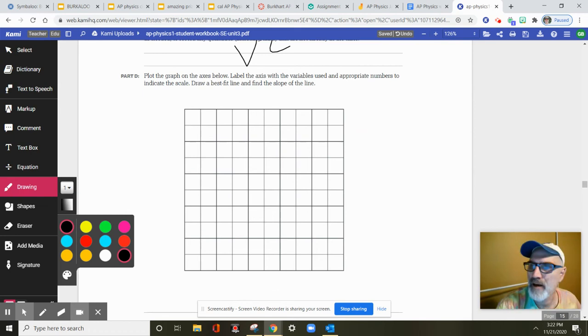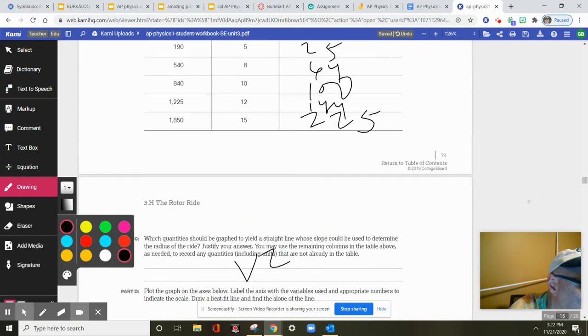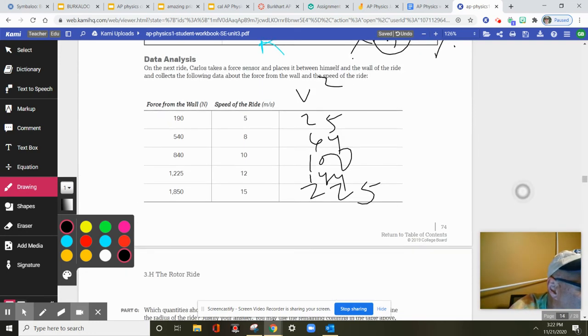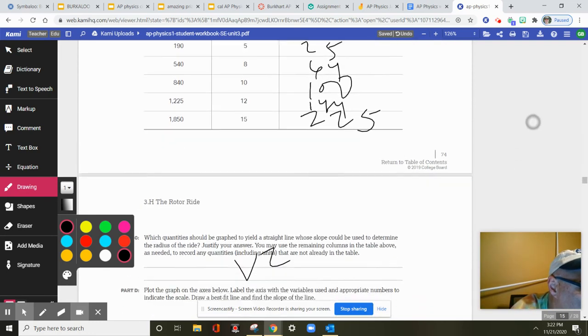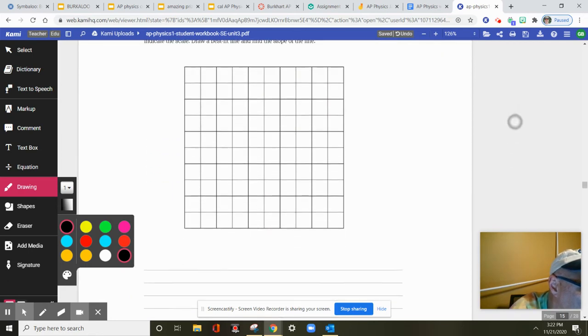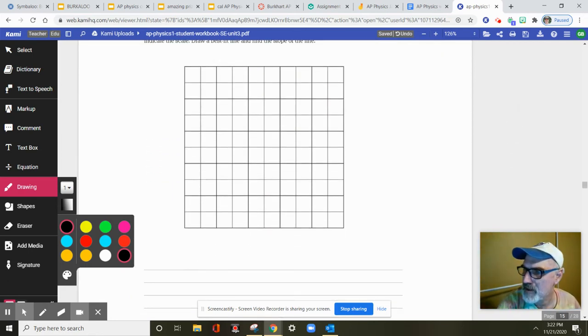Plot the graph. Okay, I'm not going to look up the answer because I don't need to copy that. Oh boy. Now that's a mess. Okay, maybe I will copy it. That sounds like something the teacher should have prepared ahead of time.